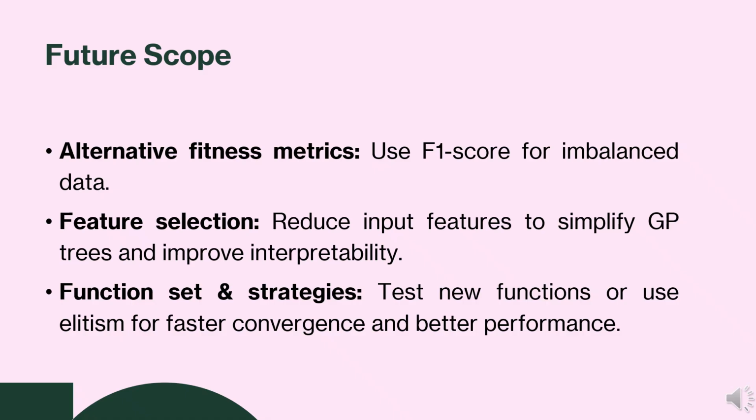Finally, we can experiment with different function sets and evolutionary strategies. Introducing new mathematical functions or using elitism, where the best individuals are always carried forward, may help the model converge faster and achieve stronger overall performance. These improvements can help make the GP approach even more effective, both in terms of accuracy and clarity of decision making.